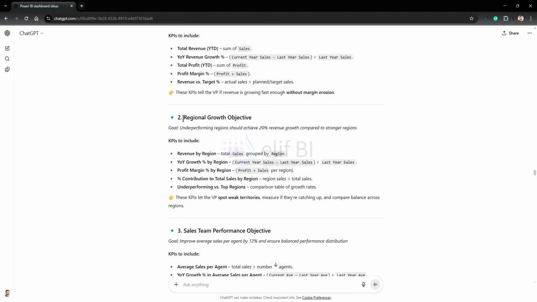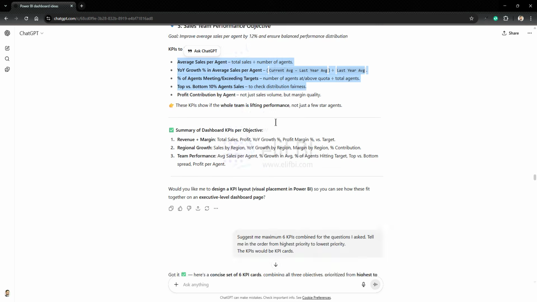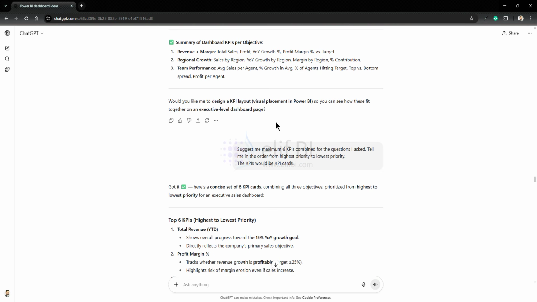Then we have the regional growth objective, where we would see the revenue by region, how we can calculate that, the year-on-year growth as well as the profit margin, and the percentage contribution to the sales by region. We can also see the underperforming as well as the top regions. Then we have the sales team performance objective, and some calculations for the sales team performance. As you can see here, I still didn't get the answer in terms of what KPIs I should be placing on my dashboard.